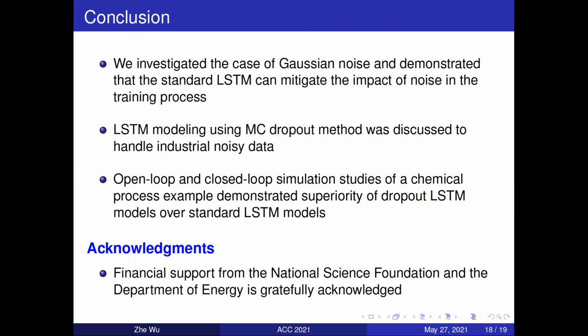With that, I'd like to conclude my talk. We first investigate the case of Gaussian noise and show that the standard LSTM can mitigate the impact of Gaussian noise. And for non-Gaussian noise, we use the MC dropout method to reduce the overfitting. By applying the LSTM training method to a CSTR example, we show that the dropout method has better open loop and closed loop simulation results than the standard LSTM.